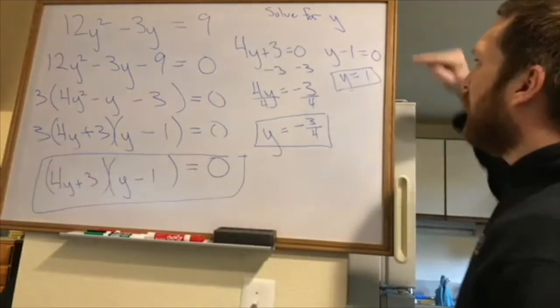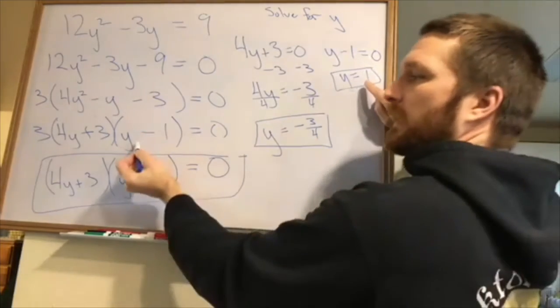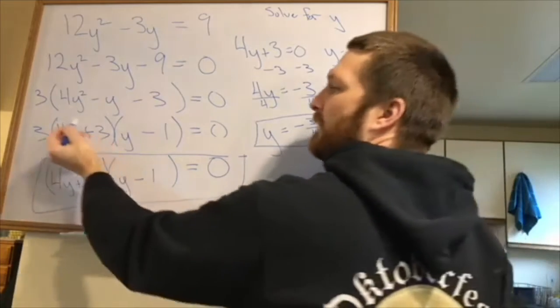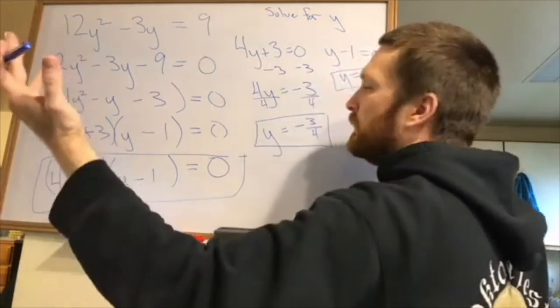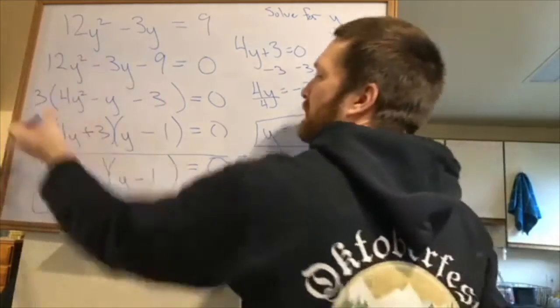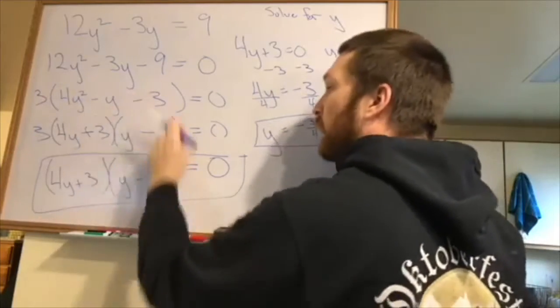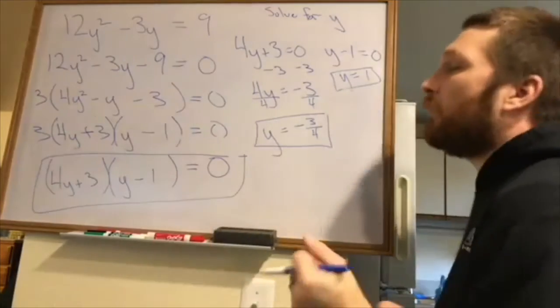If I took y equals 1 and plugged it in, I could see that 1 minus 1 would be 0. I would have something here, I guess it would be 4 plus 3 equals 7, whatever. 3 times 7 is 21. We'd have 21 times 0 does equal 0. And so that would work.